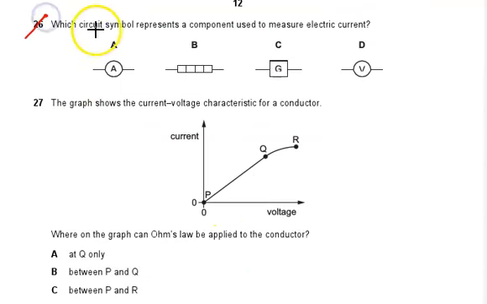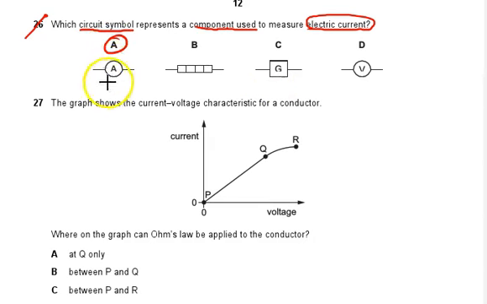Okay, 26. Which circuit symbol represents a component used to measure electric current? This is an ammeter. So it should be A. Ammeter.